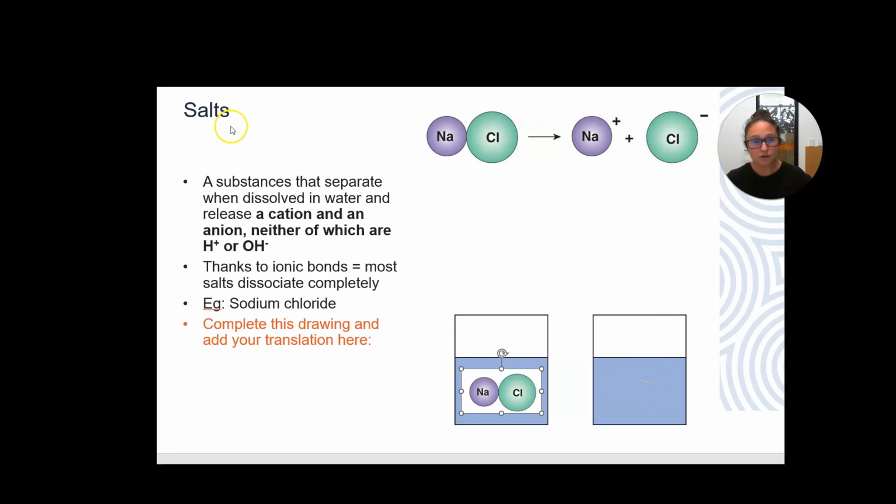So why is a salt a salt? Because a salt is defined as something that separates in water and can release a cation or an anion that are not hydrogen or hydroxide. Okay, so salts are a little bit more complicated. So I want you to complete your drawing here and add your translation, like I just said, into that section.